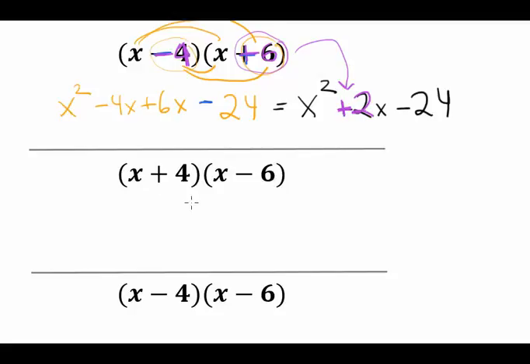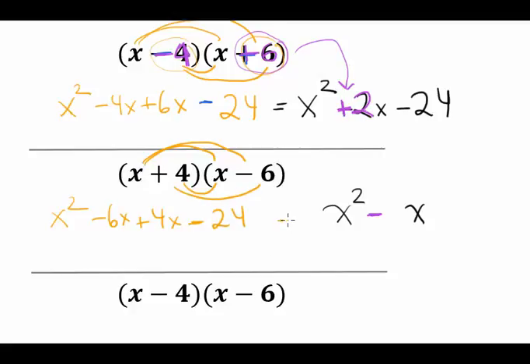Here we have something that looks similar, only it's plus 4 and minus 6. We don't know the answer yet, but I would expect my answer to have a negative x term, negative some number x. So let's do it out. x times x is x squared. x times negative 6 is negative 6x. Positive 4x. Again, minus 24. And this is all going to equal x squared minus 2x minus 24.